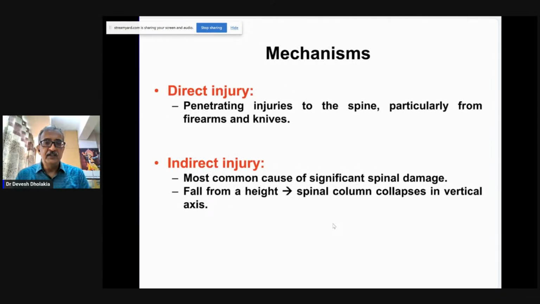It can be a direct injury, like injury directly to the spinal cord because of firearms or knives, or an indirect injury, that is, after injury to the spinal column, the injury to the spinal cord. That is a fall from a height, where there is collapse of the vertebra, and this collapsed vertebra presses on your spinal cord, causing tetraplegia or paraplegia.